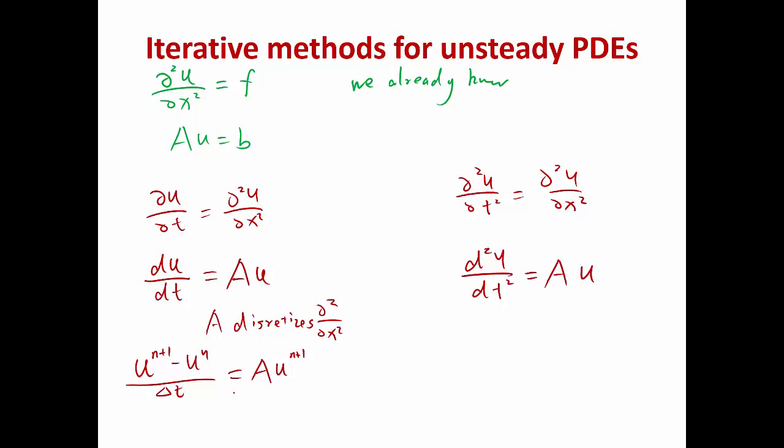So for that system, if you put all the unknowns at n plus 1 onto the left-hand side and the knowns onto the right-hand side, what we get is identity divided by delta t minus A, times u of n plus 1, is equal to u of n divided by delta t.